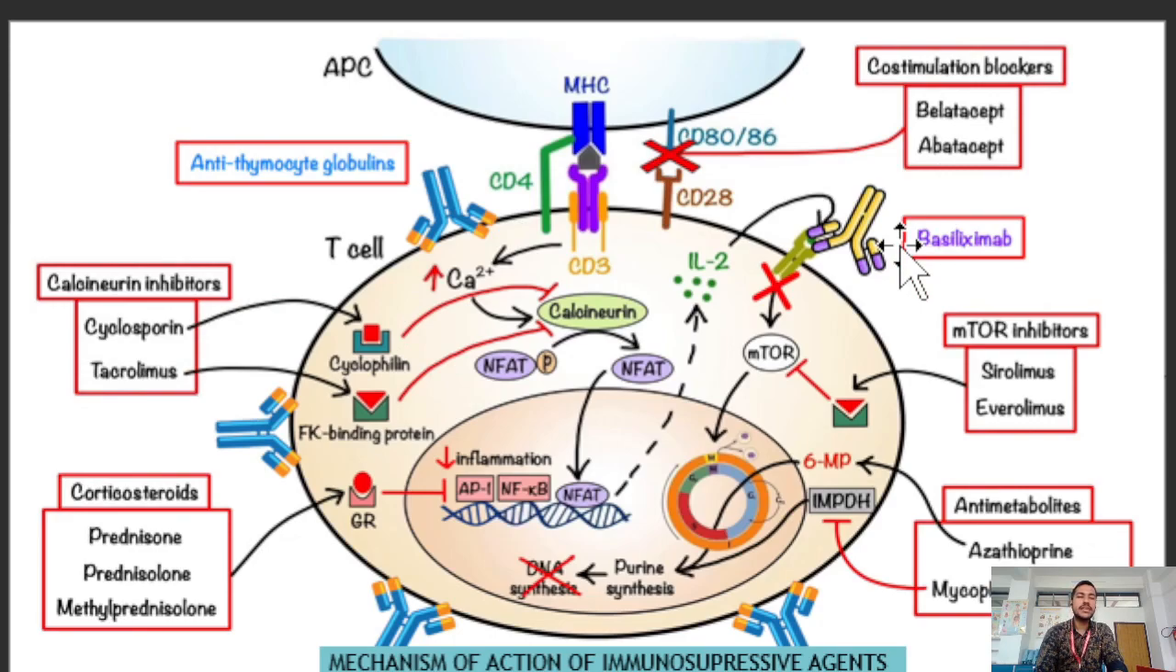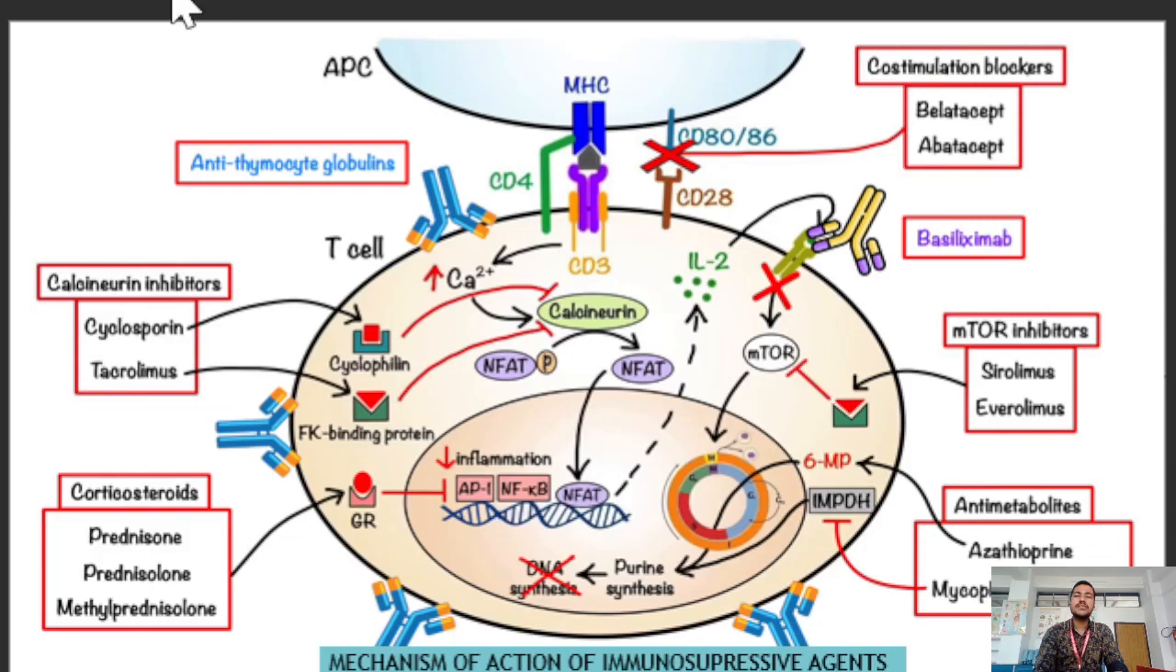And then there is one monoclonal antibody, which is basiliximab. When we take this monoclonal antibody, it will attach to the IL-2 receptor, interleukin-2 receptor. When this interleukin-2 receptor is blocked, interleukin-2 cannot come and bind with it. As a result, there is no activation of mTOR, and all the cell division and DNA synthesis process will be stopped.